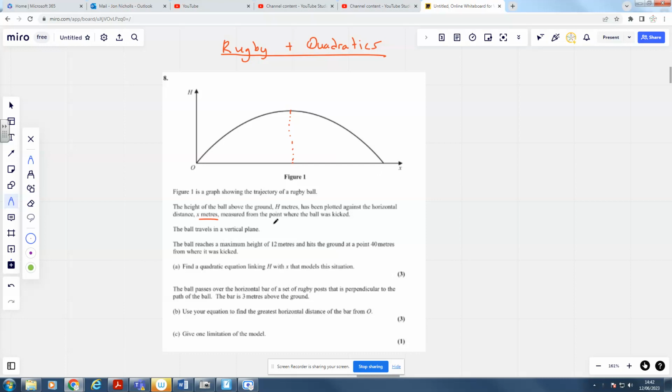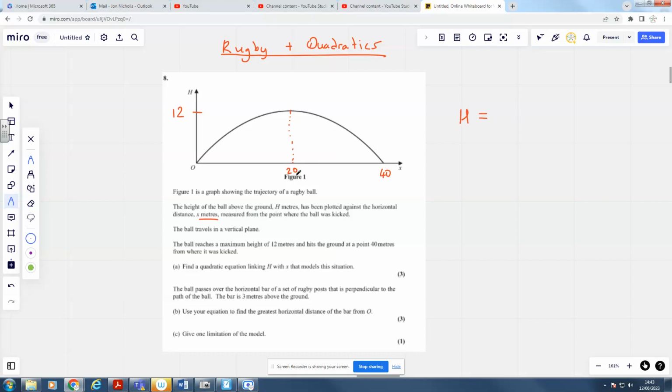Then the ball reaches a maximum height of 12 metres, so I guess that's 12, yeah? And hits the ground at a point 40 metres from where it's kicked, so that's 40. Now, just because of the nature of quadratics, they're always symmetrical. You know that occurs at 20. But we've now got enough to actually write it down. People do this in different ways, yeah? We want to write h as a quadratic in x.